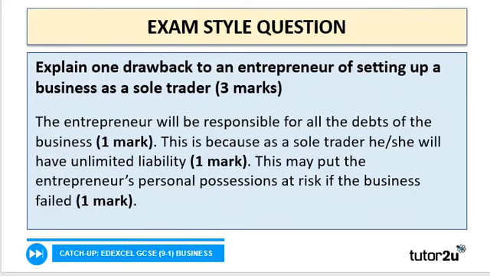So you can clearly see that there are 3 separate sentences. The first point, which is responsibility for all the debts of the business, is explained in the next 2 sentences, and that would be awarded full marks in the exam.